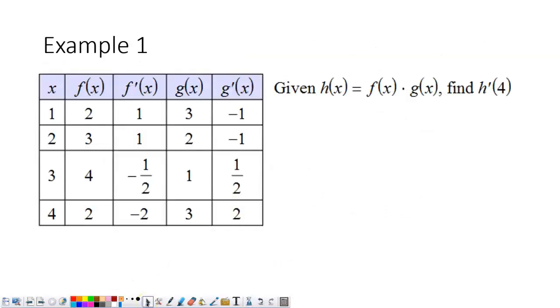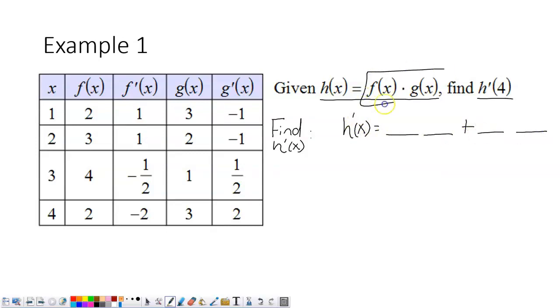Let's go ahead and put it to work for us here. We're going to start with a table approach. Okay, so we did tables before, so this can be a lot like that. They tell us to let h of x be f times g. They want us to find h prime of 4. So the first thing we have to do is find out what h prime is. So h prime of x is going to be blank blank plus blank blank, because this is a product, right? We have two functions being multiplied together.